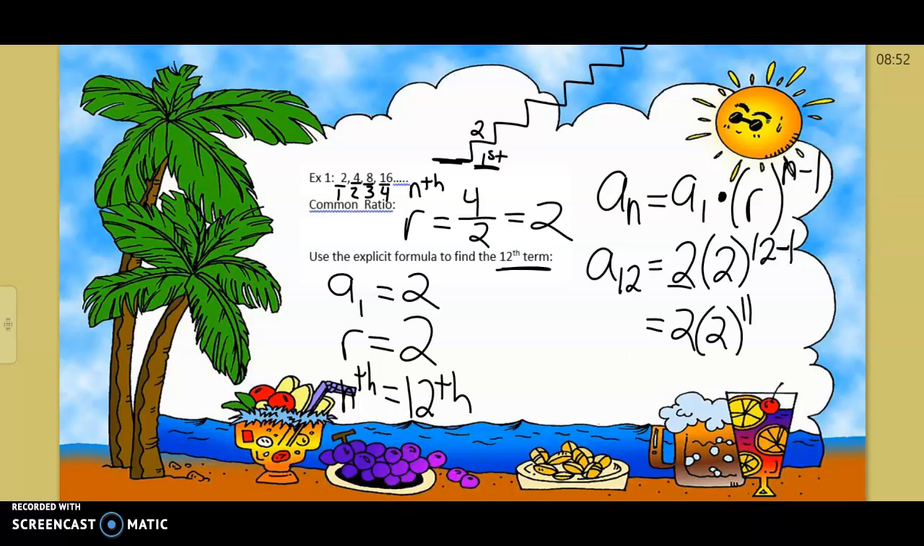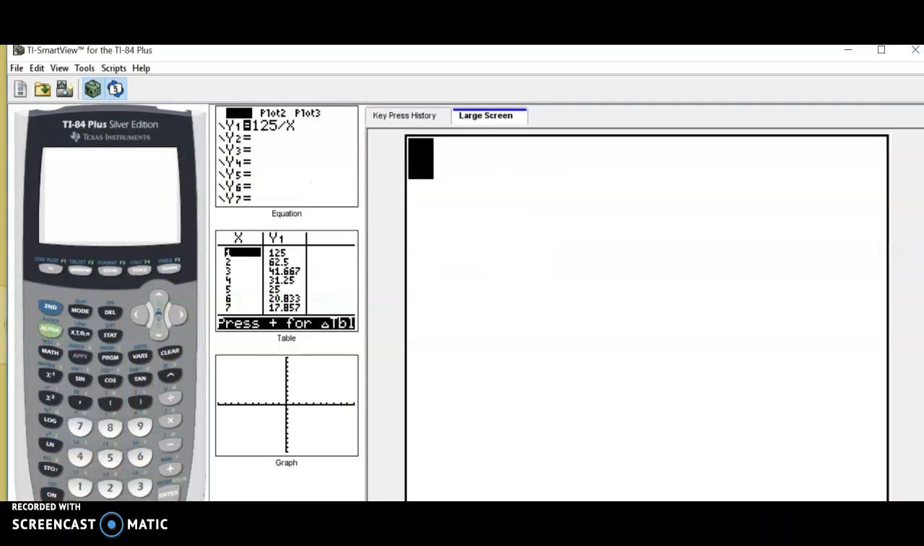Of them, right? And that's why exponents are so much nicer, because they show us repeated addition or repeated multiplication. So that's why we've got the calculator, and we can type it in exactly as we see it. 2, parenthesis, another 2, parenthesis, and we're going to raise that up to the 11th power.